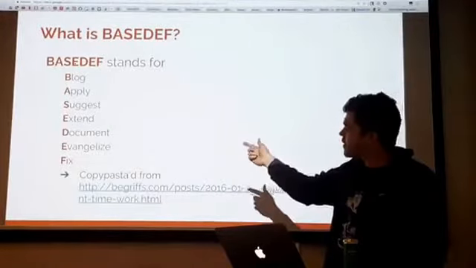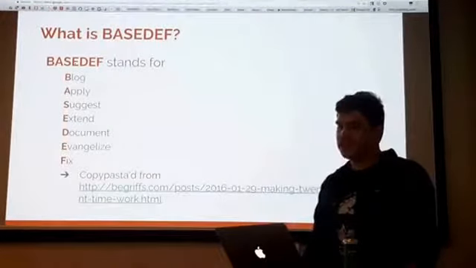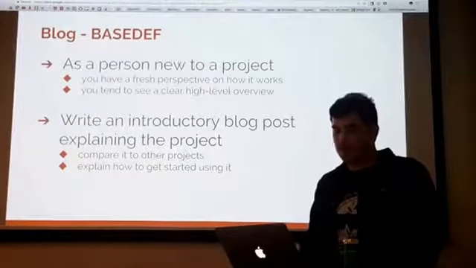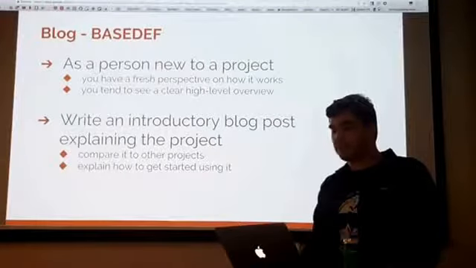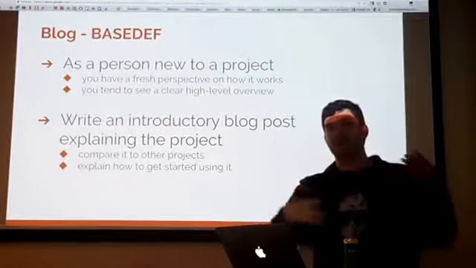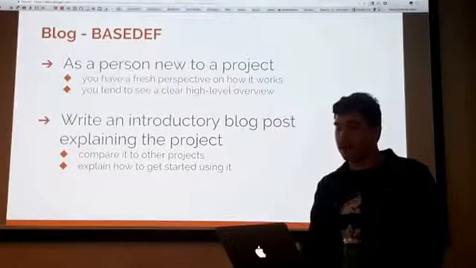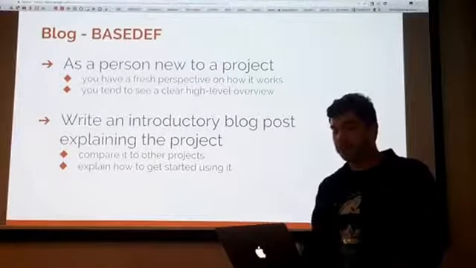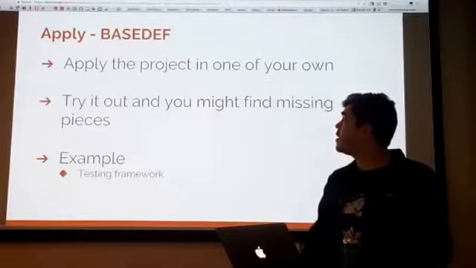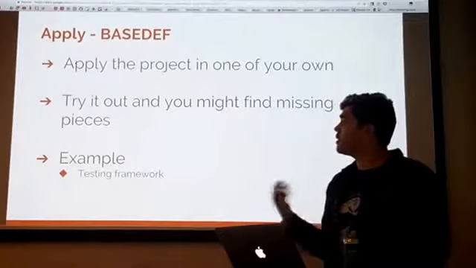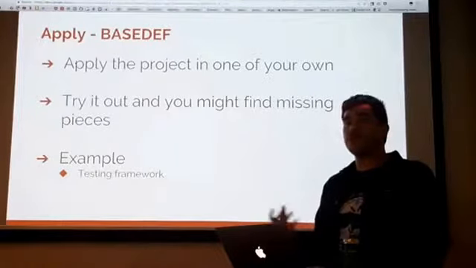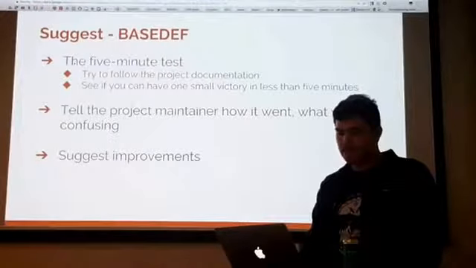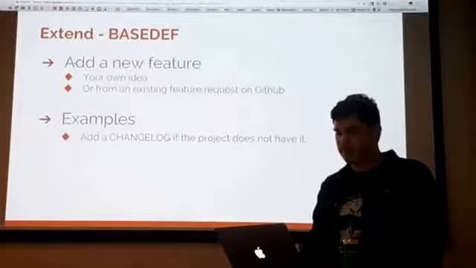Blog, apply, suggest, extend, document, evangelize, fix. So these are different ways you can contribute to a project, even if you're not sure where to jump in. So blog: it's always nice to have someone with an outside perspective do a summary of the work and highlight it in a certain way. That's really helpful if you're a writer, or just any blog post that's interesting to you and related to civic technology. Apply: this is the idea of adopting the tool, using it yourself, giving it a test run, and giving some feedback. A 5-minute test. Suggest improvements.